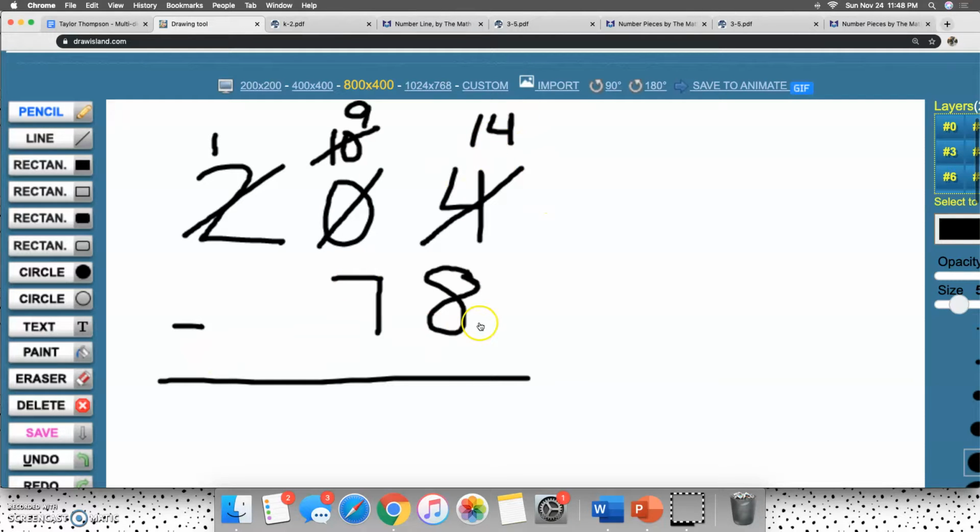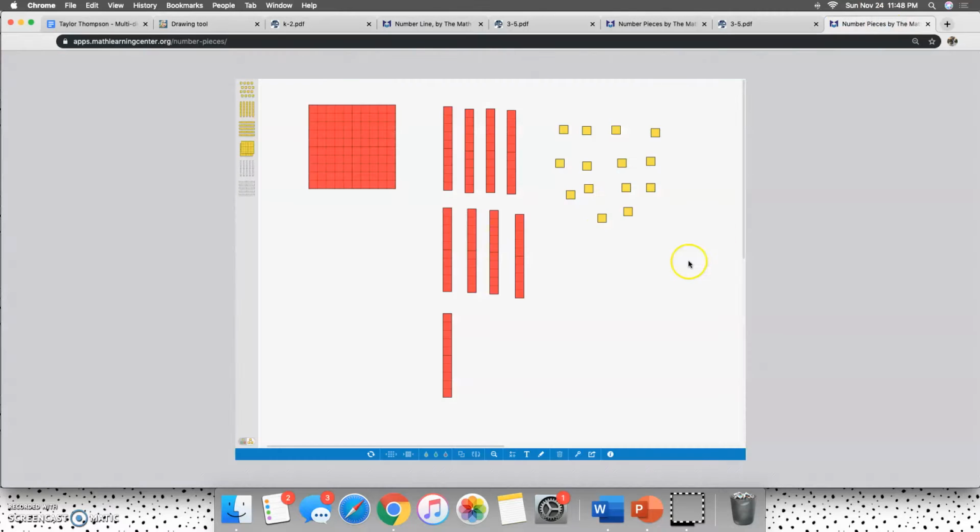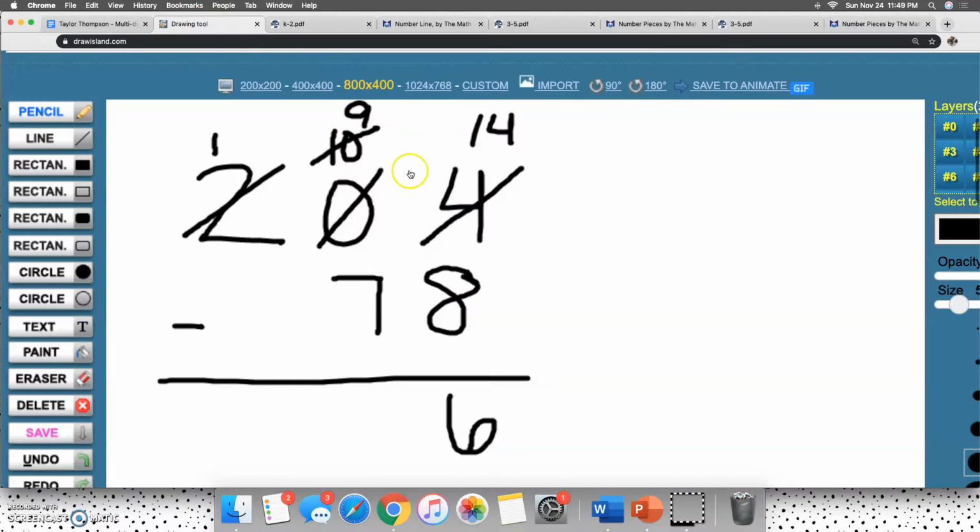14 minus 8 equals 6. Now students can do this in their heads, or they can use their fingers to help them. They can count on, or they can count back. So we're going to go back to here and take 8 away. Now when I said 6 away, I meant 8 away, for a total of 6 in the ones place.